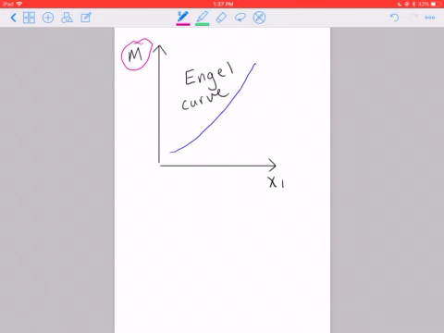What the Engel curve describes is how our demand for goods changes if we hold the prices of x1 and x2 constant, but then we change income. So this Engel curve is a graph of the demand for one of those goods as a function of income, with all other prices being held constant. We're only looking at x1 in this situation when we create our Engel curve.